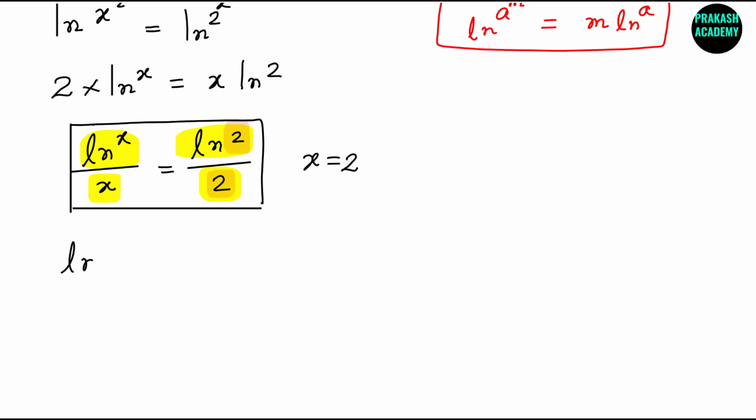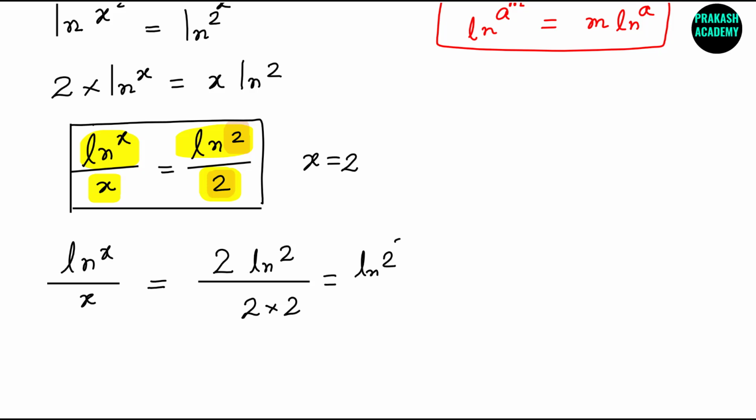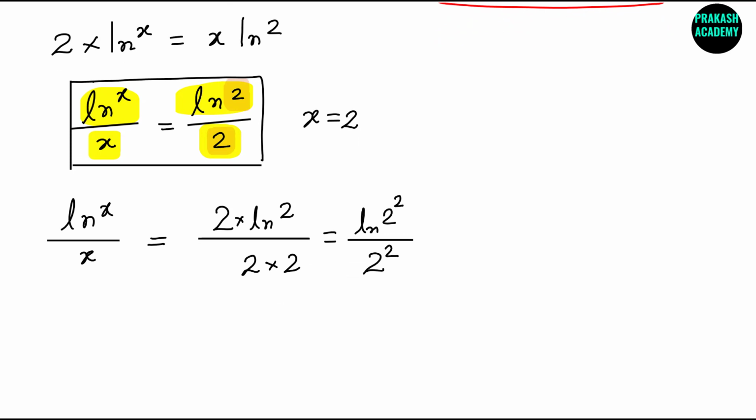So I have ln x by x. What I will do is multiply the right hand side in the numerator by 2 and in the denominator also by 2. So now this will become ln 2 raised to the power 2, using the same rule that the product becomes the exponent, divided by 2 into 2, which is 4, which is equal to 2 square. So I can write ln x by x is equal to ln 4 by 4.